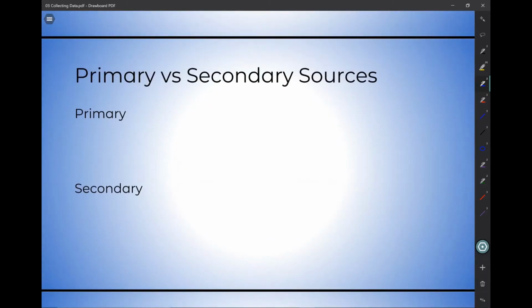The first thing we're going to look at is a primary source versus a secondary source. A primary source is first hand information. So this is information that you have personally collected. For example, conducting an interview.